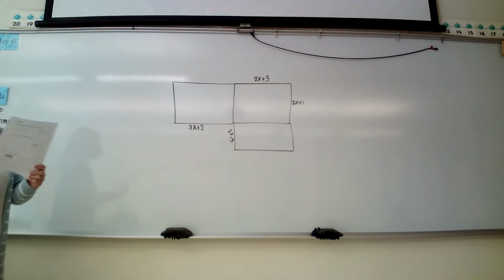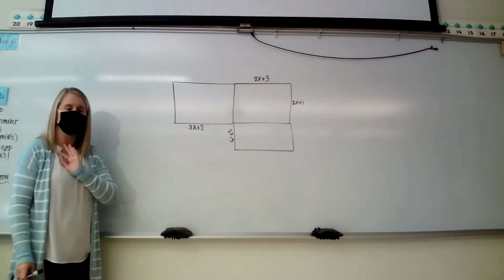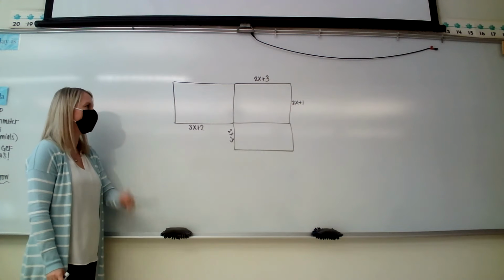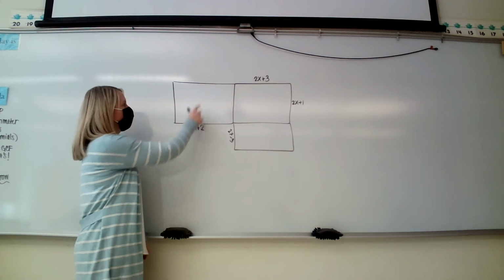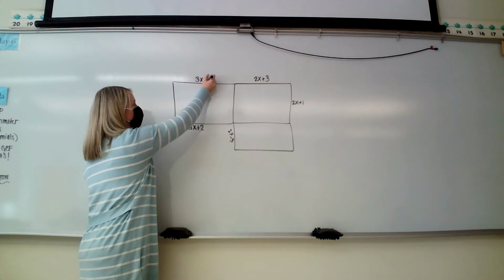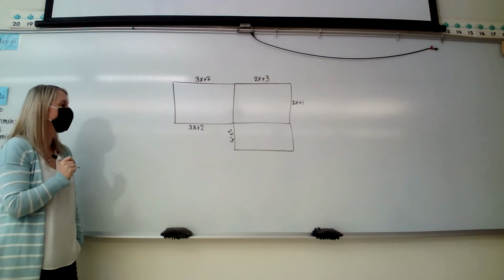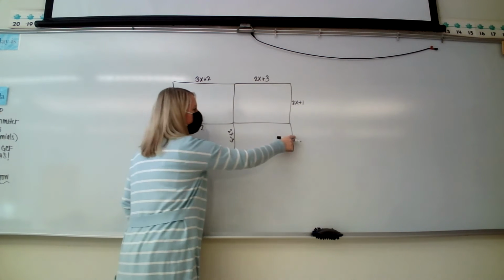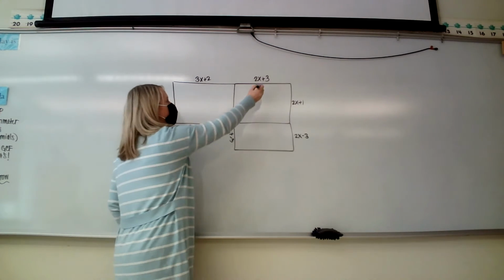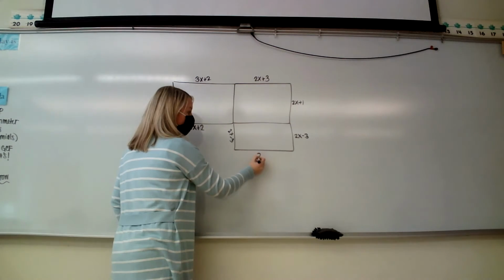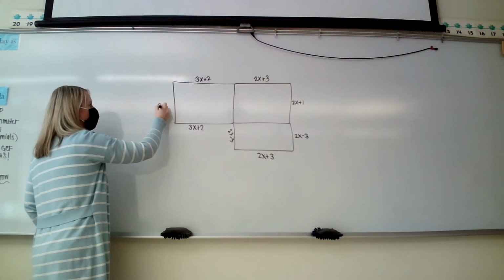So we're doing the same thing we were just doing. What I highly suggest you do when you see a problem like this is label every side before you start to do anything. If there's a blank, I want to fill it in. If this is 3x plus 2, then this is 3x plus 2. I just go around and reflect it to the other side of the rectangle. If this is 2x minus 3, then this is 2x minus 3. If this is 2x plus 3, then this is 2x plus 3. And if this is 2x plus 1, all the way over here is 2x plus 1.